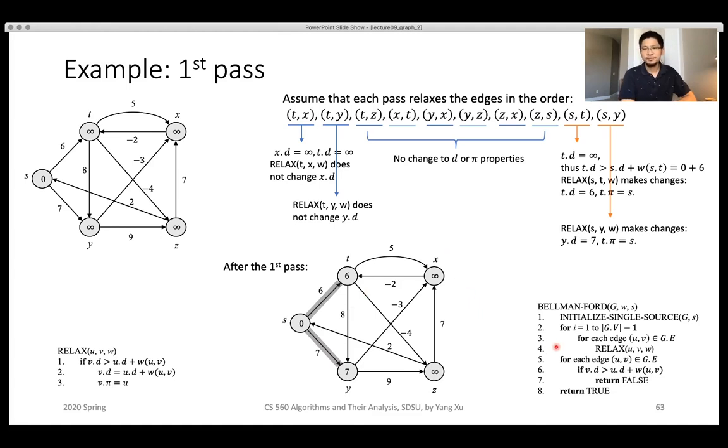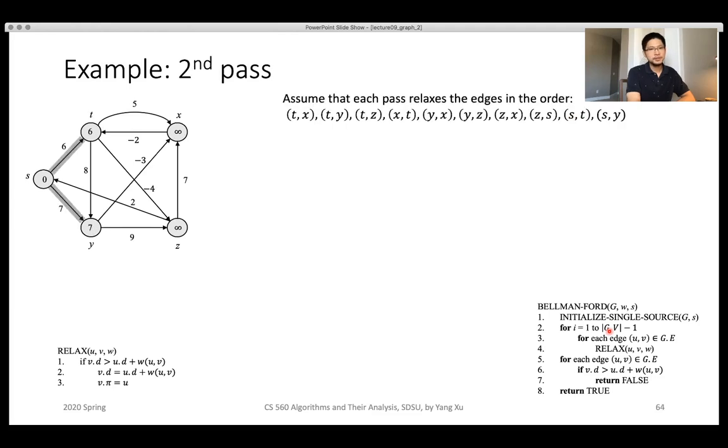Now there will be 3 more passes, because in total we have 5 vertices in this graph. According to the range of the for loop, we let i range from 1 to the number of vertices minus 1, which is 1, 2, 3, 4. So we have 3 more passes to go. Okay, so in the second pass, we assume that the inner for loop follows the same order when relaxing all the edges.